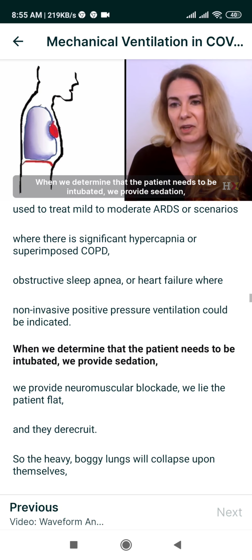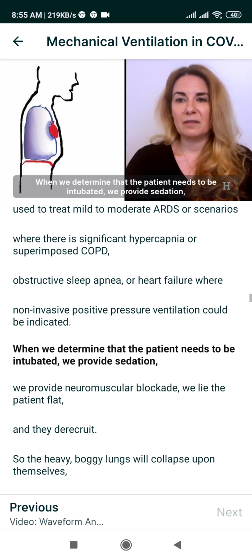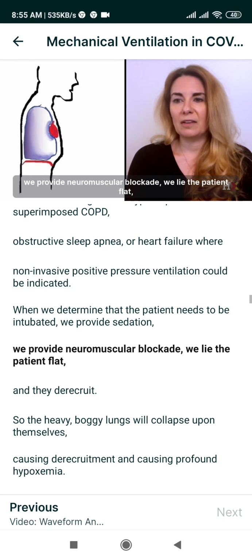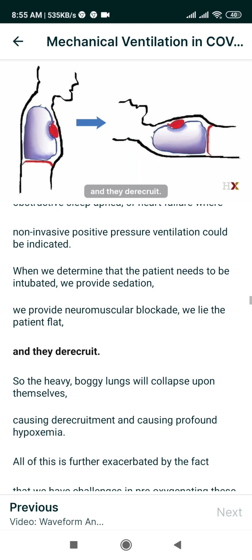When we determine that the patient needs to be intubated, we provide sedation, we provide neuromuscular blockade, we lie the patients flat, and they de-recruit.